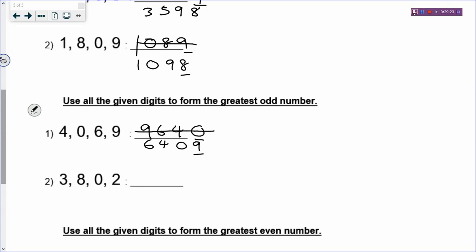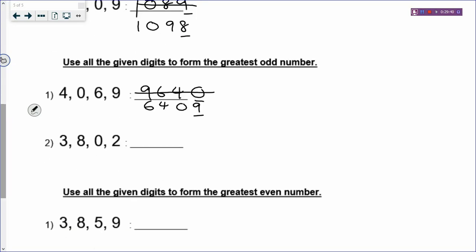Okay, so to make the biggest odd number, you start with the biggest to the smallest, and then you look at the last digit and see whether it is odd. If it's even, then what do you do? Then you have to look for an odd digit to replace the even digit at the back. Okay, let's look at one more example if you are still a bit confused.